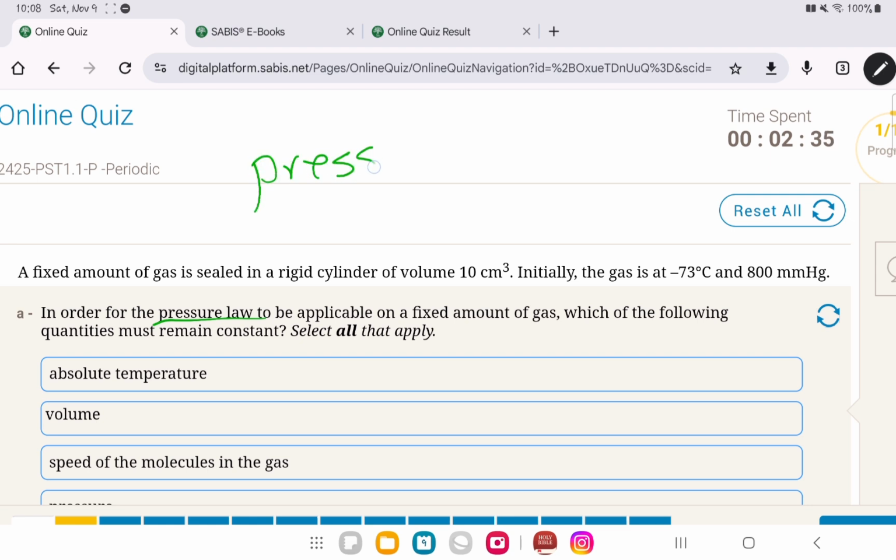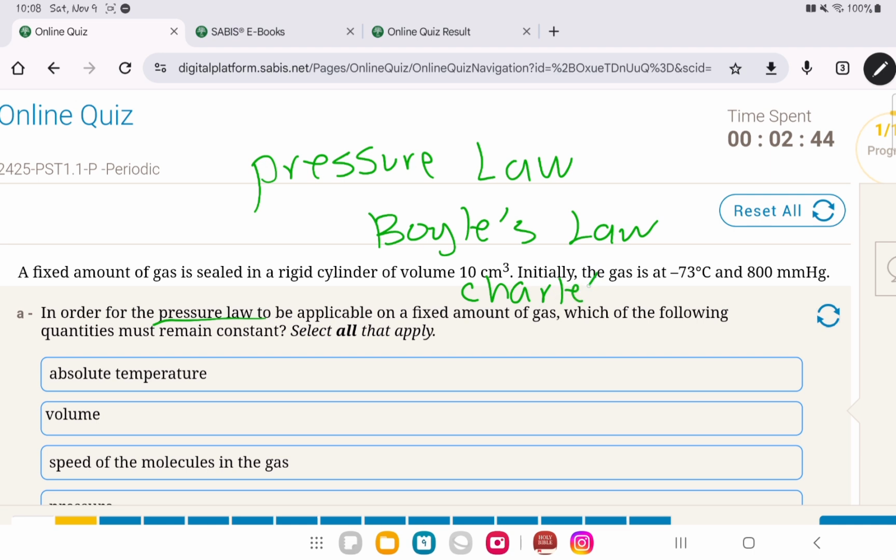We have the pressure law, Boyle's law, and Charles' law. In the pressure law, the only things that are constant are the volume and mass. In Boyle's law, the only two that are constant are the temperature and mass. In Charles' law, the only two that are constant are the pressure and mass. Now memorize these, they are important.